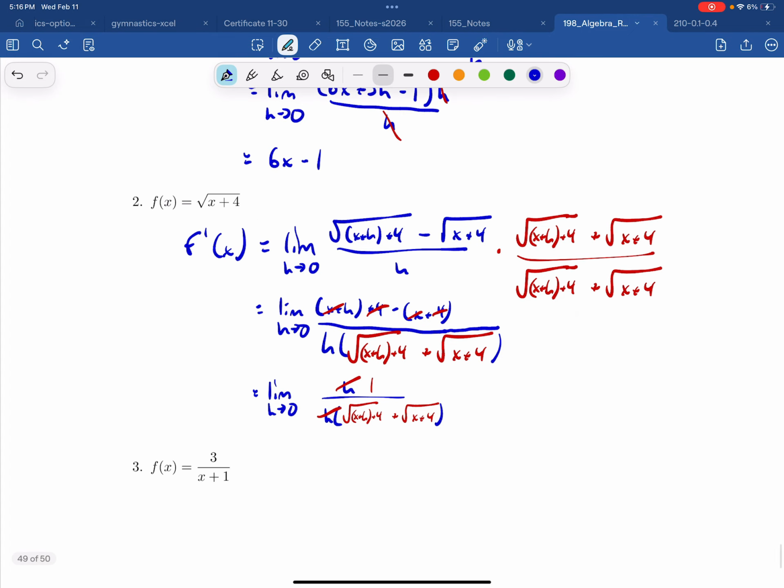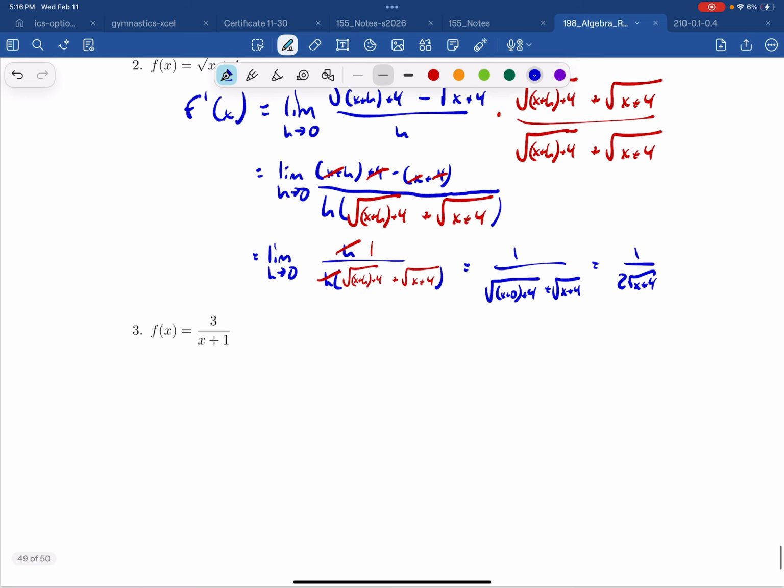And so we're left with the limit. Oh, sorry, actually, I'm not even going to write the limit. We can just take the limit at this point. We're going to get 1 over the square root of x plus 0 plus 4 plus root x plus 4, which is 1 over 2 root x plus 4. And that's our answer.